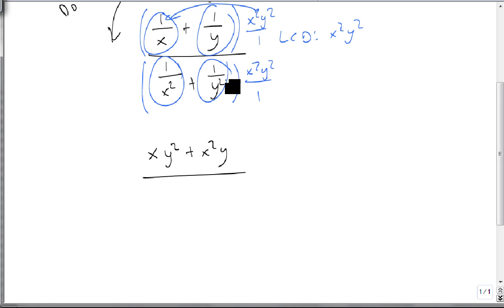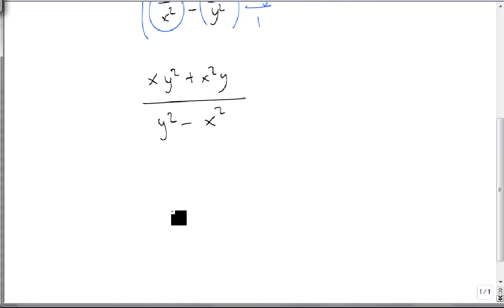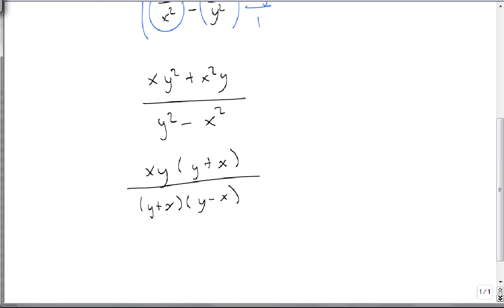all over x squared divided by x squared is 1, y squared, oops, that should have been a minus to start with, minus x squared. Now we look at our result and we try and factor it. So on top we can pull out an xy, and that leaves us with a y plus x. And on bottom, y squared minus x squared factors as y plus x, y minus x. Divide out our factors that we have in common, and we're left with xy over y minus x.